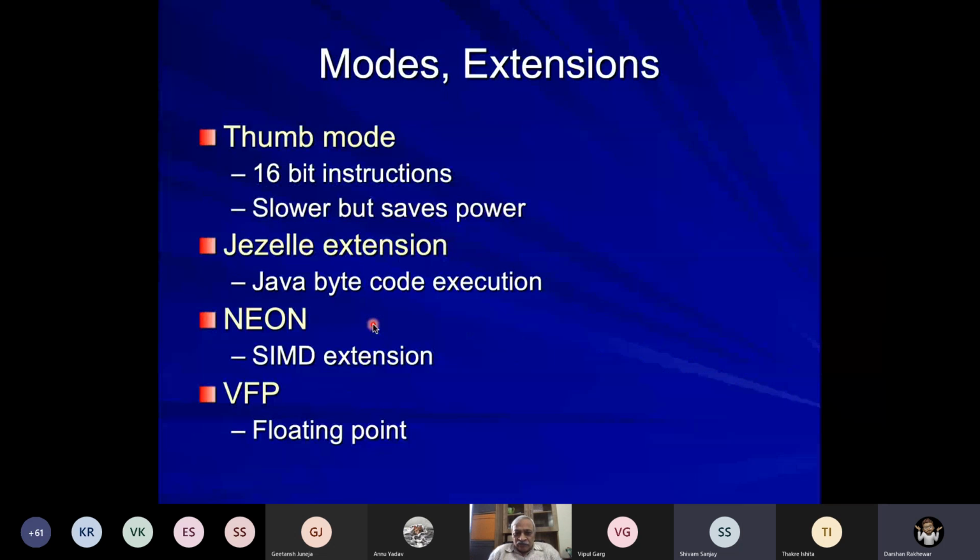There are variations in ARM design, ARM architecture itself. One is that it can work in a 16-bit mode, which is called thumb mode. So many processors would normally be working in 32-bit mode, but they also support a 16-bit mode, which is called thumb mode. In that, the computation may be slower, but it saves power.